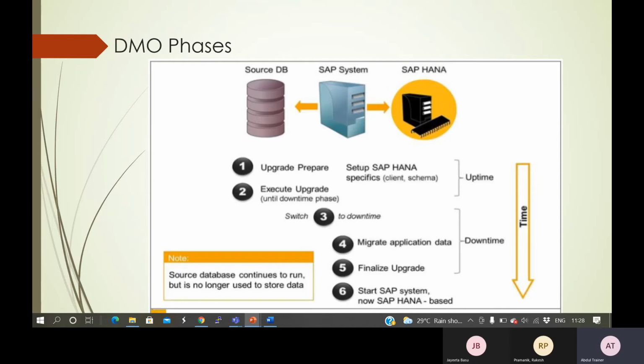Here it is mentioned that the source database continues to run but is no longer used to store the data. Your application will be pointed to your HANA database. The SUM will disconnect the application from the source database and point it to the new database on HANA after migration, once your application data and everything is migrated.